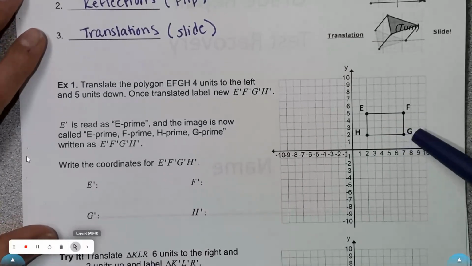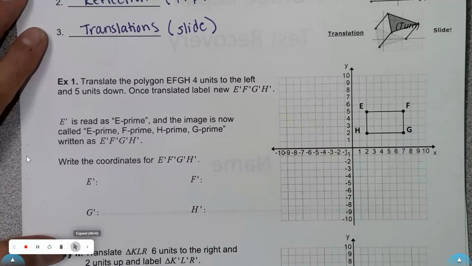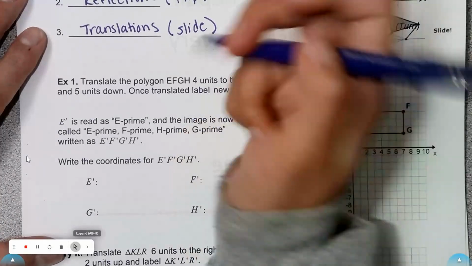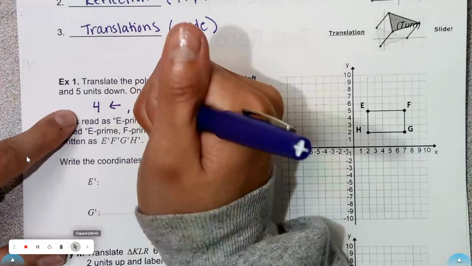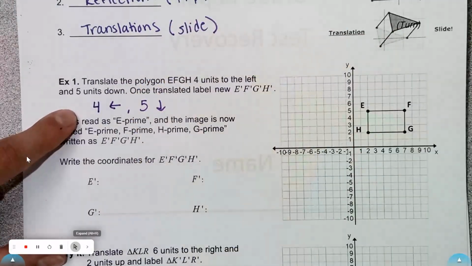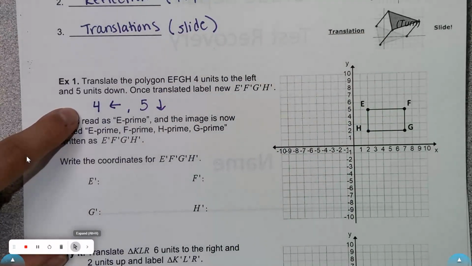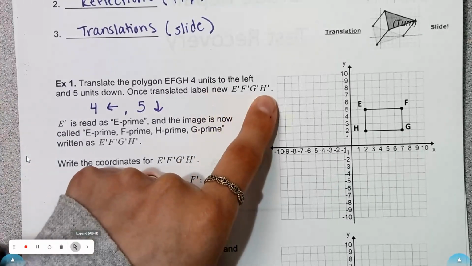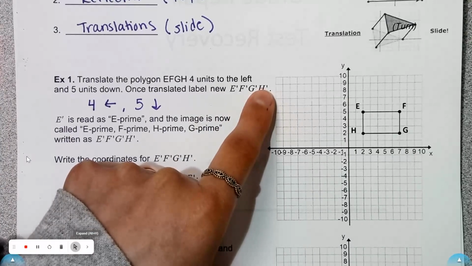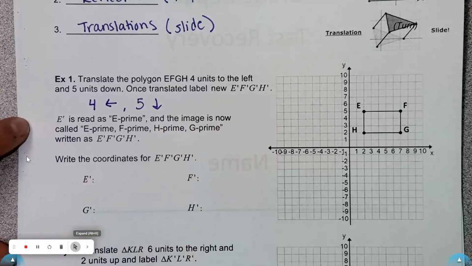So here I have this rectangle or this polygon, and what it's asking me to do is to move this one 4 units to the left and 5 units down. Once I translate them, once I move them, the new points are going to be E prime, F prime, G prime, and H prime. Because we perform a transformation, we have to add the little apostrophe and we read that as prime, okay? And it tells you that right here.